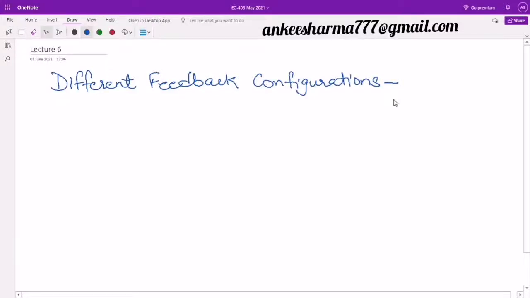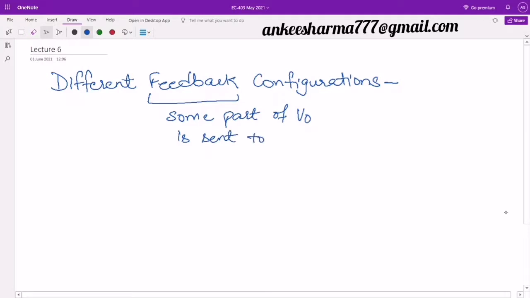So today we'll discuss different feedback configurations. In these different feedback configurations, what we are going to discuss is that we are having a feedback. The feedback is nothing but some part of our output voltage being sent back to our input. Some part of V0 is sent back to input.